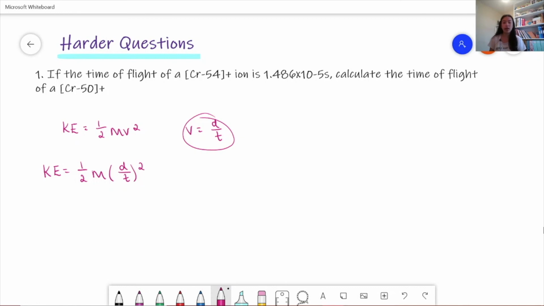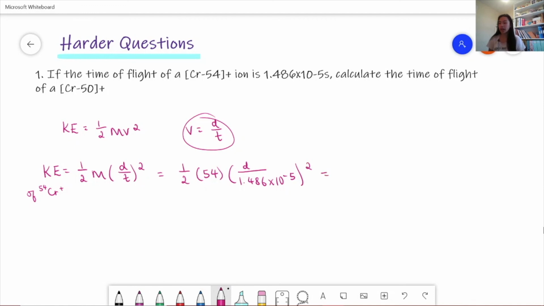So firstly, working with this chromium 54 plus ion, what we can do is work out its kinetic energy. So we have half multiplied by the mass, so that would be the 54, multiplied by d over t squared. So d is going to be the same for both of these ions, so I'm going to leave it as d, so it's going to be a constant. And the time we have is 1.486 times 10 to the minus 5 seconds, and this is all squared.